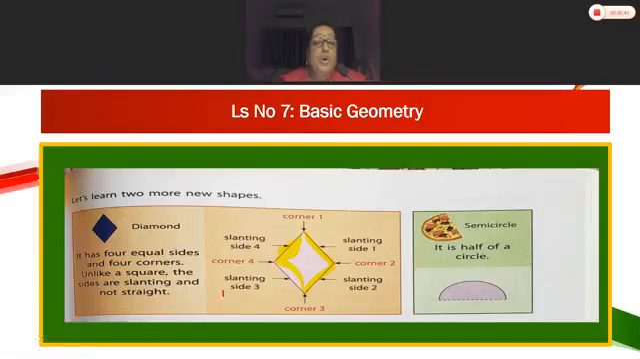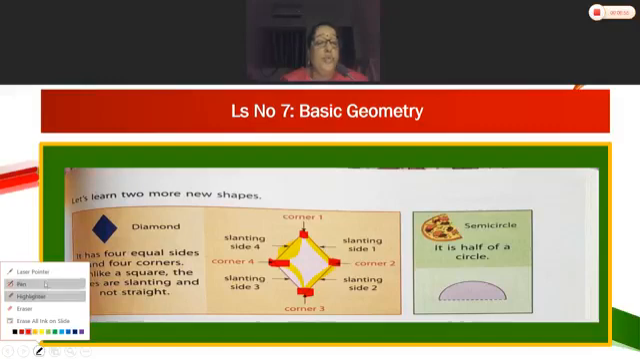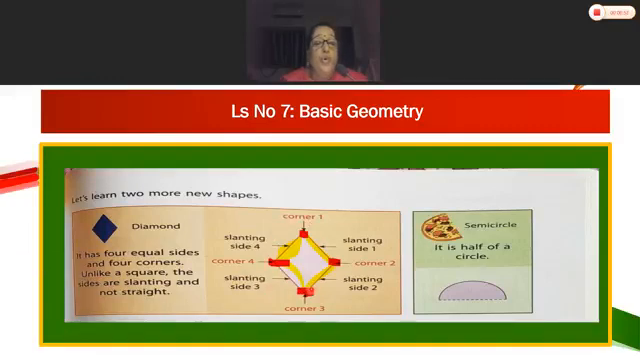Now we will see the corners. It has 4 corners. Corner 1, corner 2, corner 3, corner 4. Okay. So this is a diamond. Has everybody understood? It has 4 equal sides and 4 corners. Very good. Now next is semicircle. It is half of a circle. Can you see it is half of a circle, children? Semicircle means it is half of a circle. So we have learned diamond shape and semicircle.